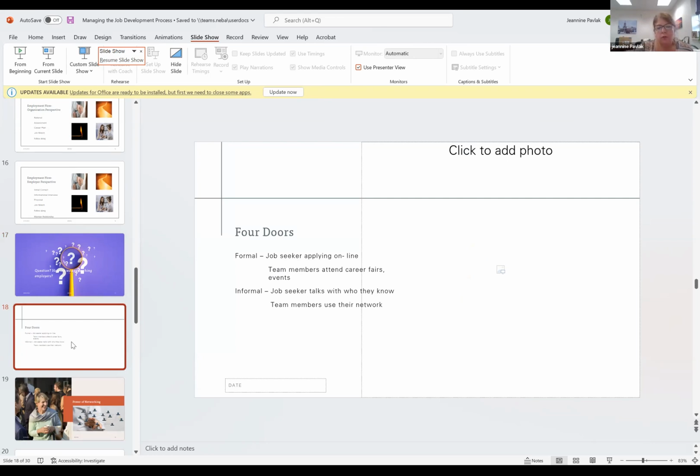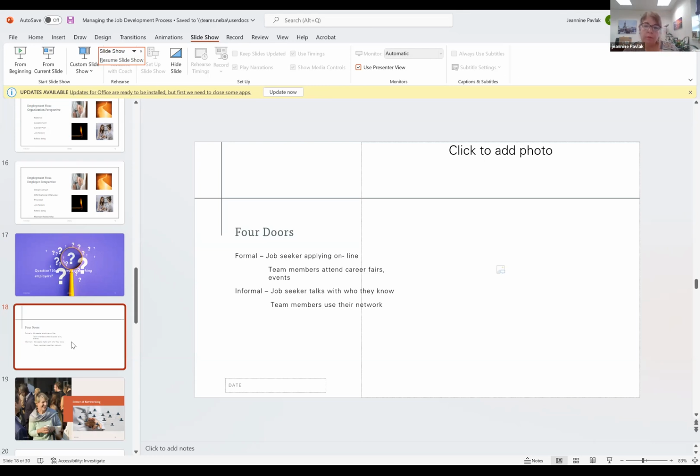So there's really 4 doors. I call it 4 doors. So we're approaching employers both formally and informally, right? Formally, maybe the job seeker's doing some online job search. That's the way the world is. You've got to do some of that. Maybe our staff are attending career fairs, chamber events, those kinds of things.